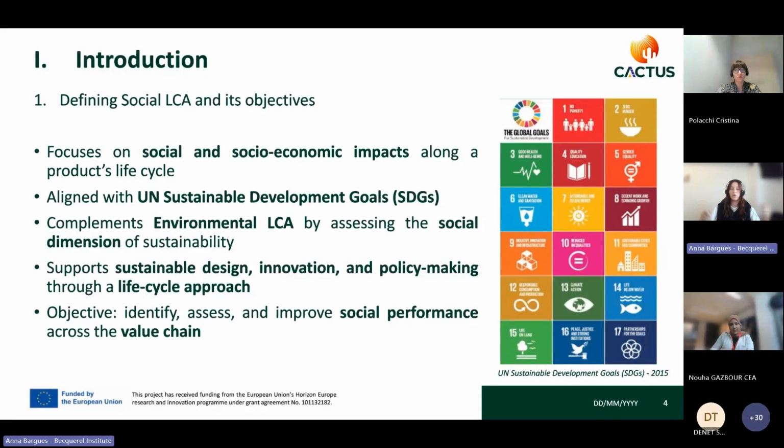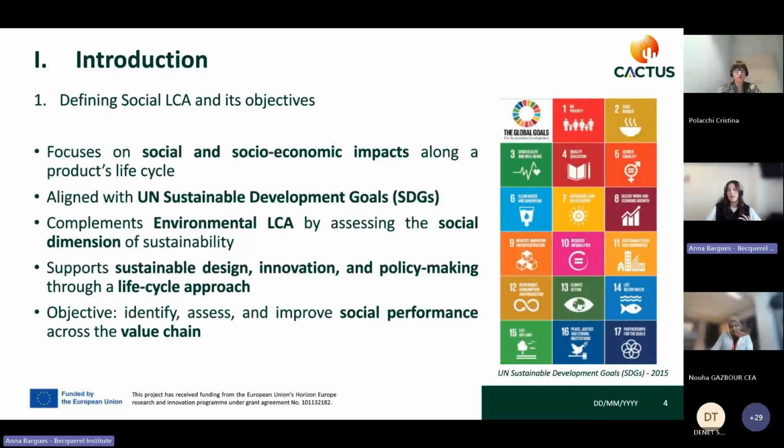Things, for example, like working conditions, human rights, fair salary, community well-being are the themes that we will look into in social LCA. Social LCA is also aligned with the UN Sustainable Development Goals that you see on the right, especially those related to decent work, reduced inequalities, responsible production, and also sustainable institutions. The main objective of these assessments is to identify, assess, and also improve social performance all along the value chain.